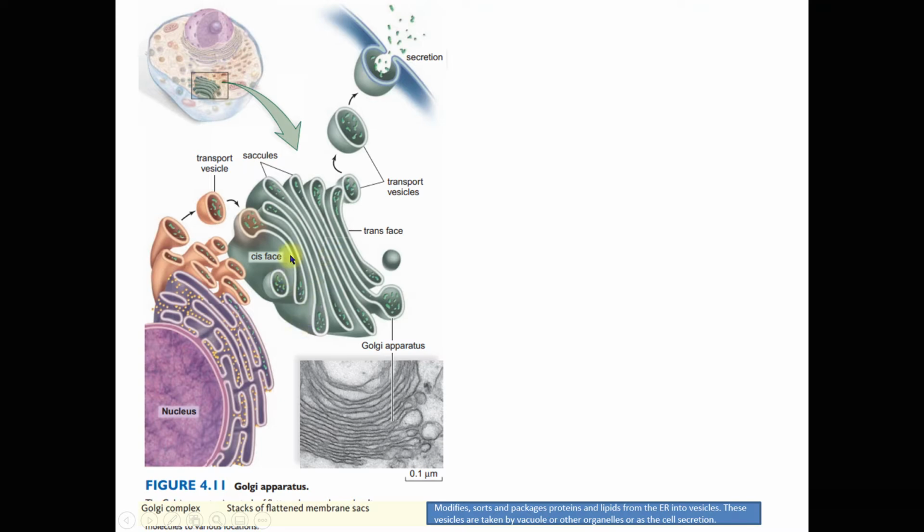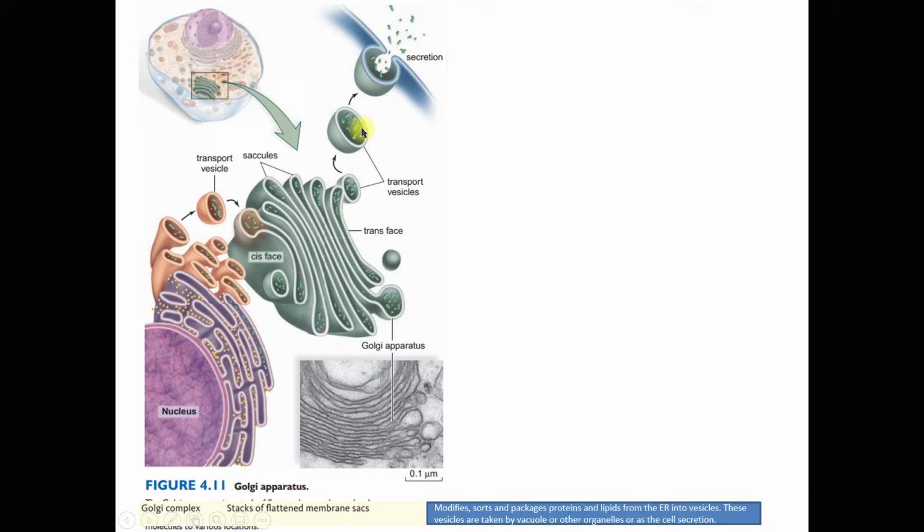The Golgi apparatus has two faces: the cis face, which faces the nucleus, and the trans face, which faces the cell plasma membrane. Now, this Golgi apparatus or Golgi complex modifies, sorts, and packages proteins and lipids from the endoplasmic reticulum into vesicles or transport vesicles.